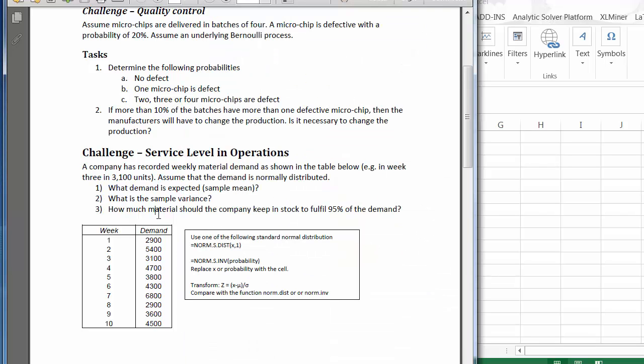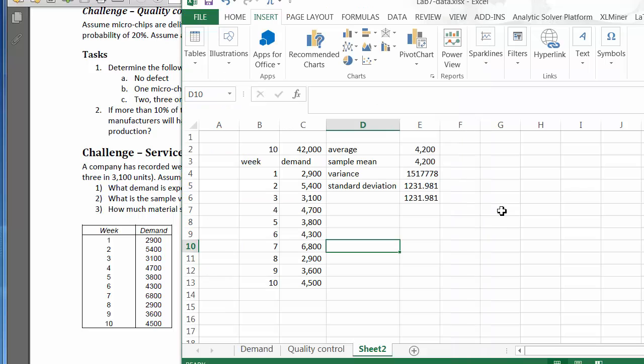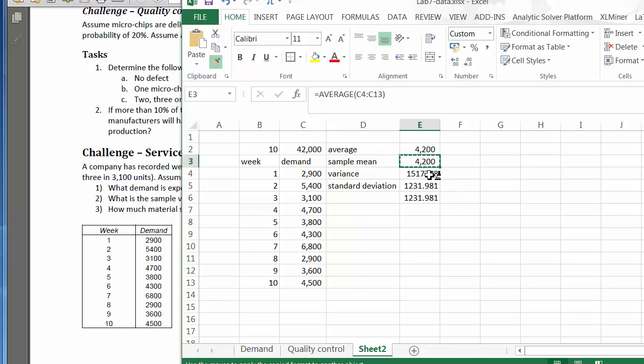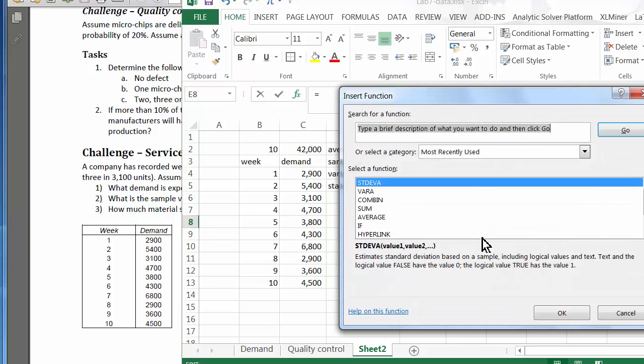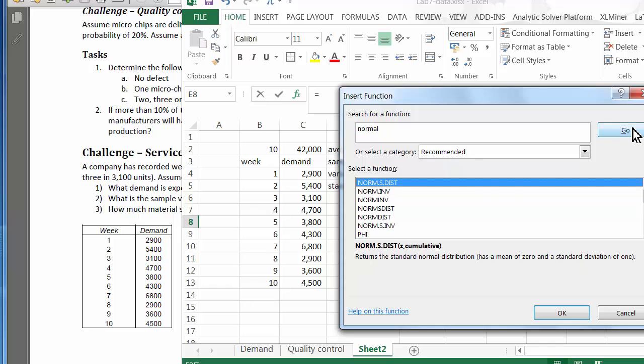But if we have the 95% service level, we need to find actually how many standard deviations shall we add to the expectation. So how do we do that? Well, we know it's the normal distribution, so let's look for a function which has to do with the normal distribution. Let's see what we find.